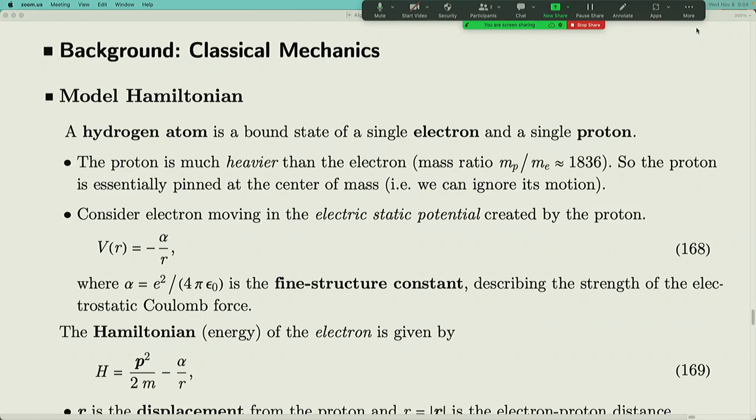Now consider the electron moving in an electrostatic potential, or you can think about it as a planet moving in a gravitational potential, but it's the same kind of form, in which the potential energy decays with the electron-proton distance in an inverse 1/r manner. And then there is a coefficient, alpha, which is the so-called fine structure constant, which has to do with the electron charge, and it describes the strength of the electrostatic Coulomb force in this problem.